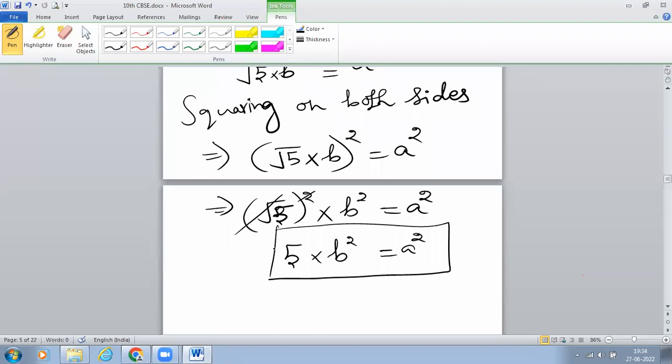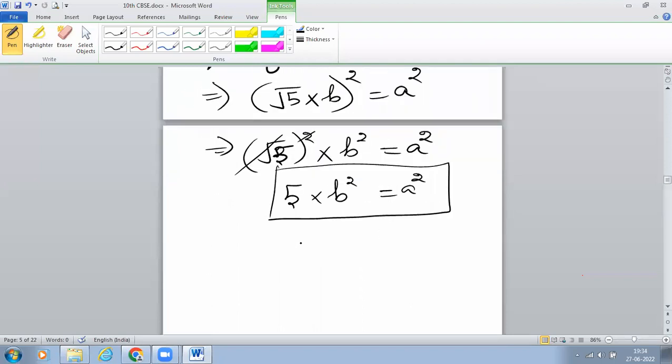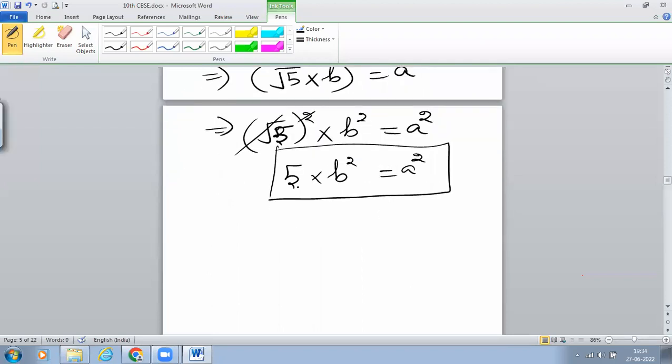Okay, listen. Now listen carefully. This is a very important step. Since 5 into b square is equal to a square, therefore I can write 5 divides a square. This is a very important step, because this a square is expressed as 5 times b square, which means this a square is divisible by 5, or we can write 5 divides a square.